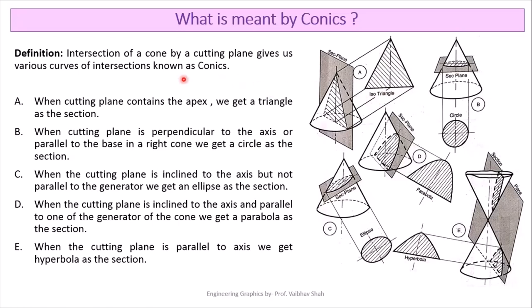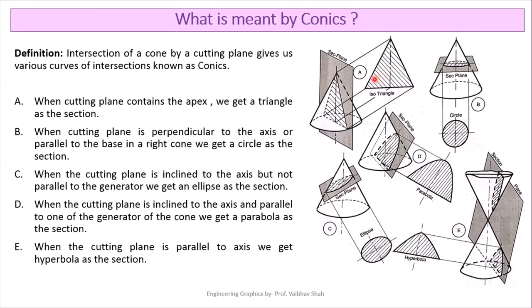So now let us understand different cases of conics. So case A, when cutting plane contains the apex, we get a triangle as a section. So now case A, when we are cutting this cone and our cutting plane contains apex. So this is our cutting plane. As you can see, this is our cutting plane, which contains apex. So we are having triangle as a section, and this is nothing but your isosceles triangle. So whenever your cutting plane contains apex, you will be having section as your isosceles triangle, or simply you can say a triangle.